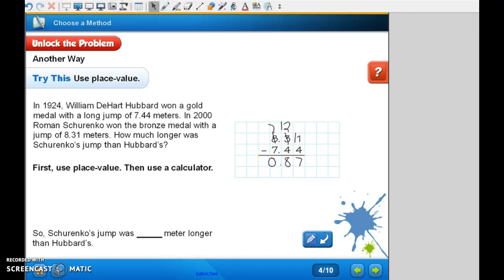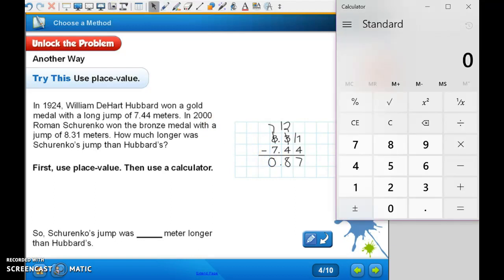Okay, we're going to try that out on a calculator. Here's our calculator. So we're going to put in 8. Don't forget to go down and touch your decimal point. 8 3/31 minus 7 44 equals 0 87. So Sharenko's jump was 87 meters longer than Hubbard's.